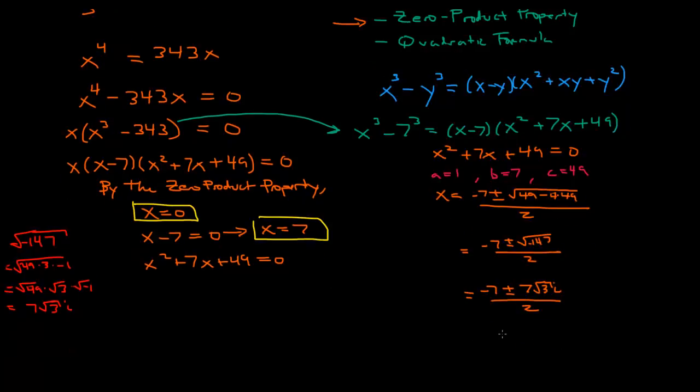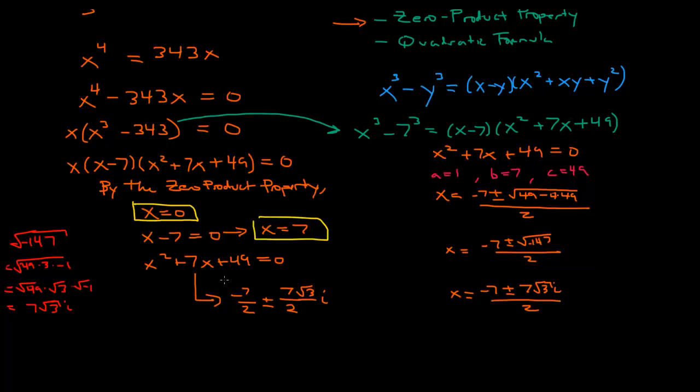Now last thing, these are the solutions to this portion right here. We want to make sure to write them in a plus bi form generally. So we can say the solutions are negative 7 over 2 plus or minus 7 square roots of 3 over 2 i. So one solution is negative 7 over 2 plus 7 square roots of 3 over 2 i. The other solution is negative 7 over 2 minus 7 square roots of 3 over 2 i. Okay, so there are our solutions.